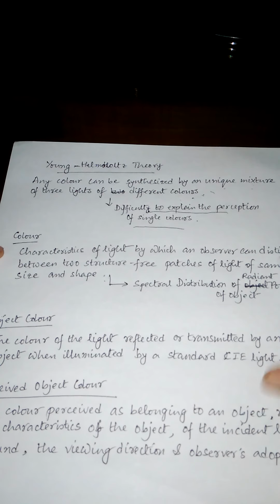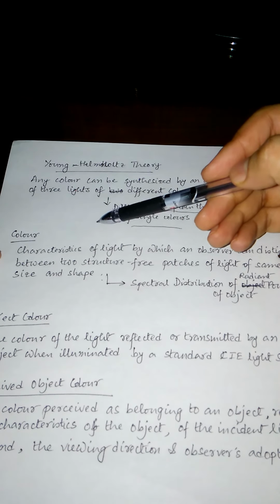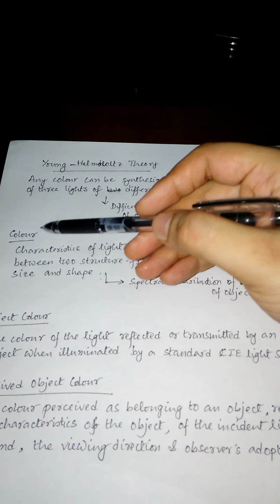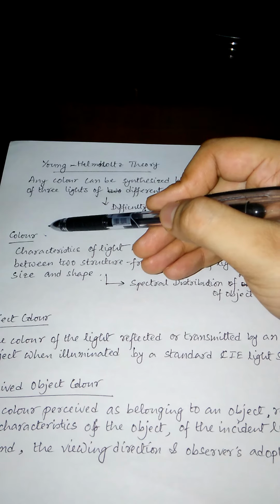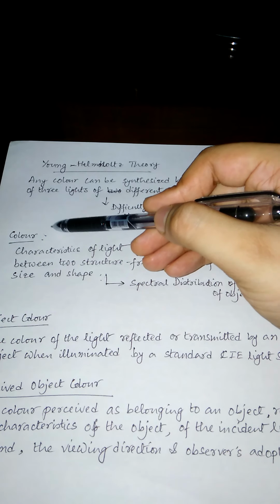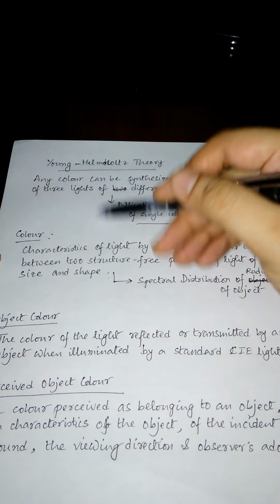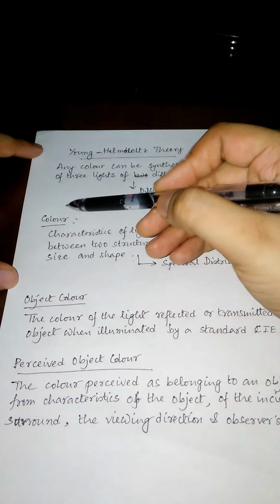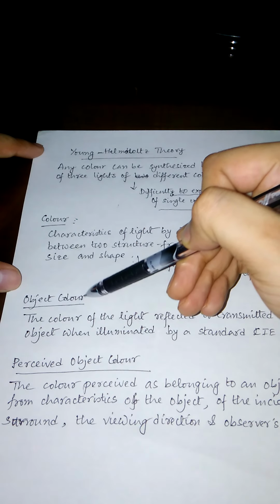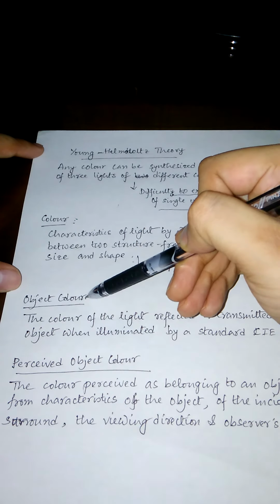So the color, in our standard, is discussed in three ways: the color itself, the object color and the perceived object color. So what is color?